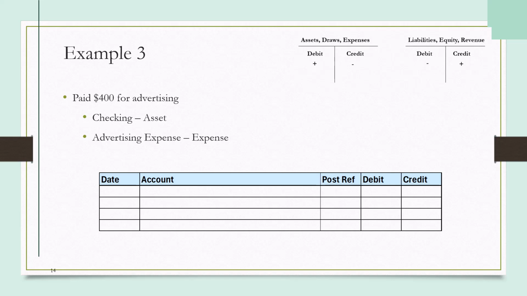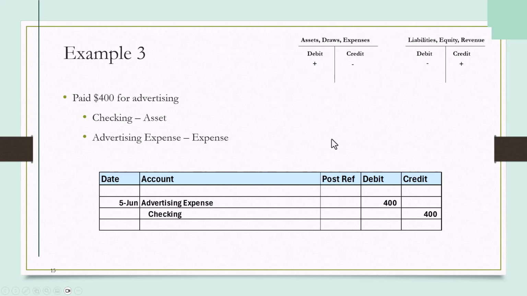Okay, so this is going to be a very similar entry to the one we just did. You're adding to an expense. Again, we're adding to expenses because we're at this point just getting totals so that we can add them up, and at the end of the year we have the total amount of advertising expense for the year. So we're adding to expenses here and subtracting from checking. So when we subtract from an asset, that's a credit. So credit checking, and debit advertising expense.